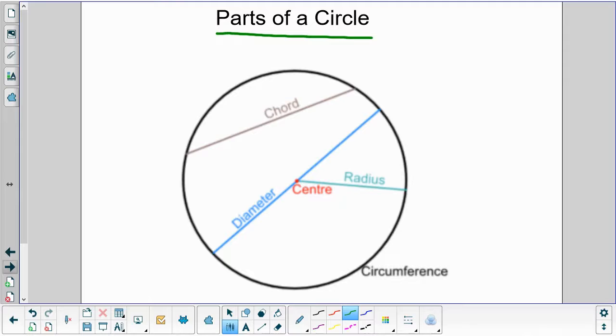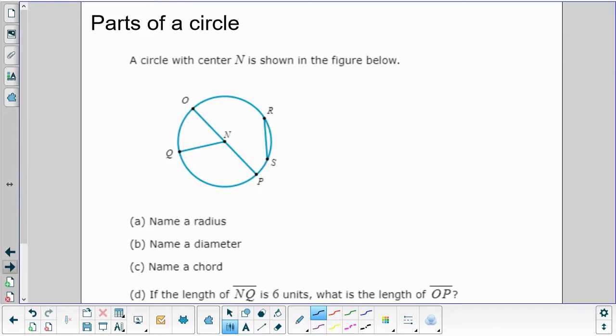Okay, today we're talking about parts of a circle. So there's different words and different marks that they put on a circle that describe parts of a circle, and these are all very important. So from the center to the outside edge, any line that indicates that, that's a radius. A line that goes all the way across the circle and goes through the center is called a diameter. And then any line that just goes from one side of the circle to the other but not through the center is called a chord.